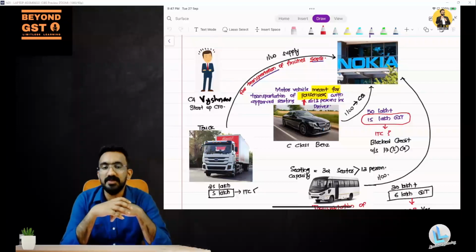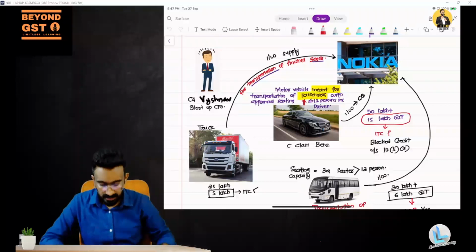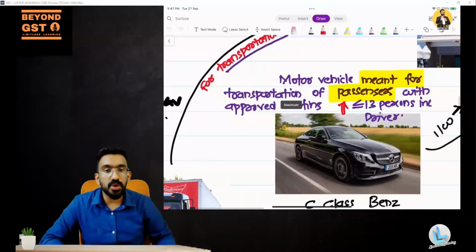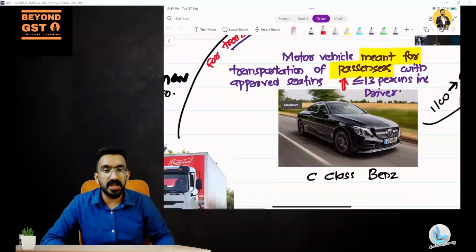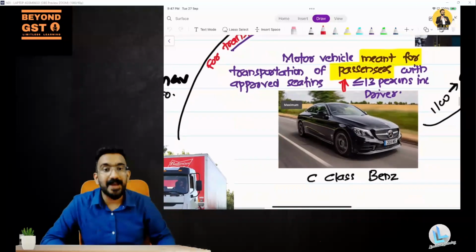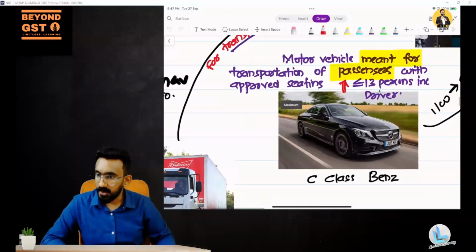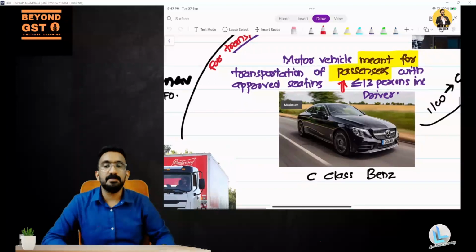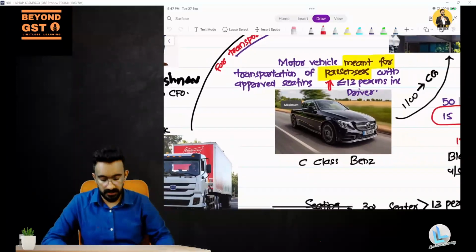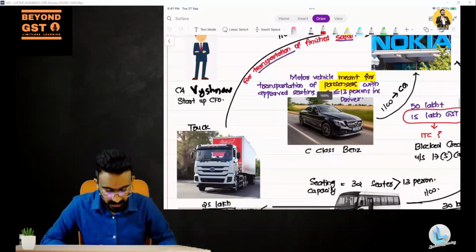Section 17(5)(a): because this car is a motor vehicle meant for transportation of passengers, and the approved seating capacity is only 5, it's a block to credit. So Nokia cannot take the credit of this car, because if it is allowed, then people will misuse it.